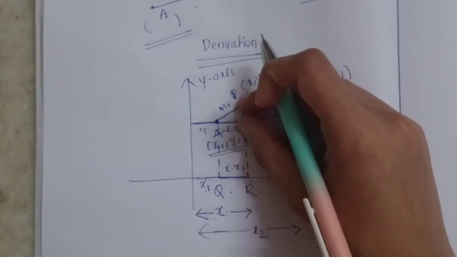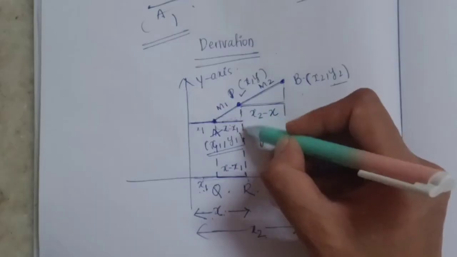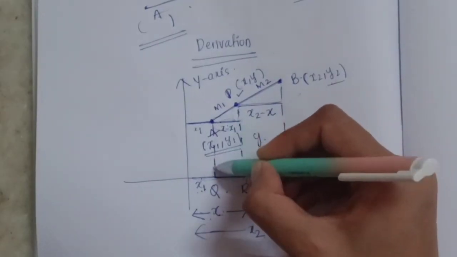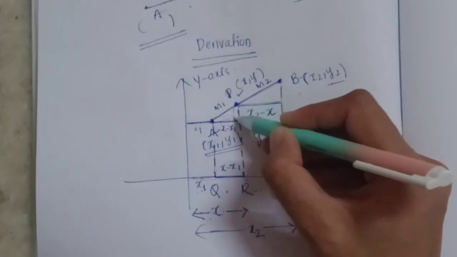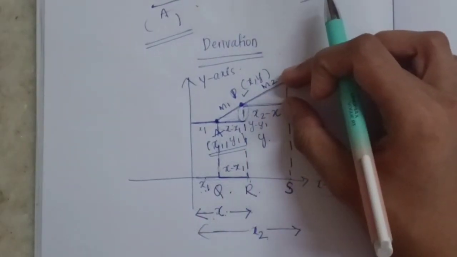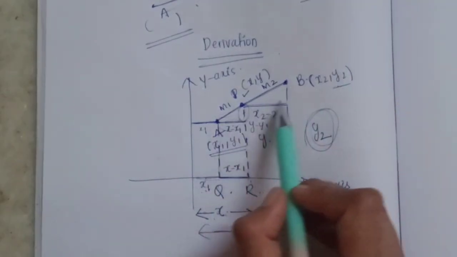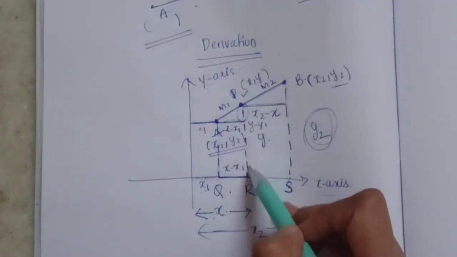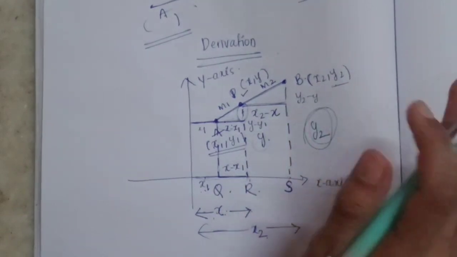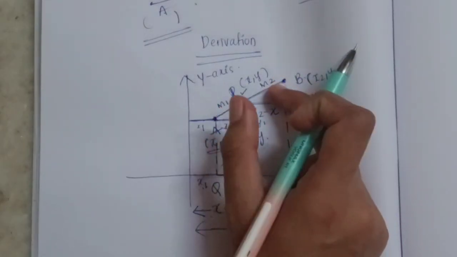We need to find out this length. Are you understanding? This whole length is y, and this length is y1, so this length becomes y minus y1. The same, we need to find out this length. The whole length is y2, and this length is y, so this becomes y2 minus y. That's it. Now let us just concentrate on these two triangles only.